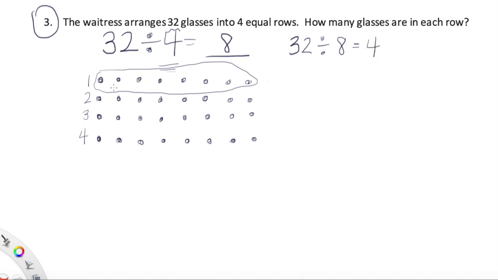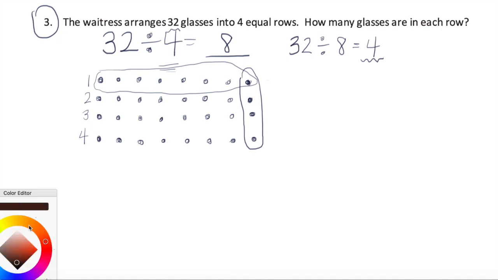I've shown that. Here, friends, we have 4 rows, but we also have 1, 2, 3, 4, 5, 6, 7, 8 columns. So if we were to look at one of our columns, 32 divided by 8, how many glasses are in one column? Well, you saw me set up this array, and you know that there are 4 glasses in each column. Finally, what are we looking at here in terms of multiplication?